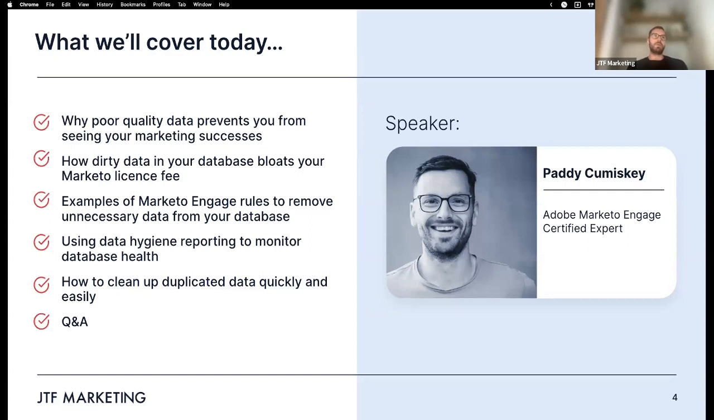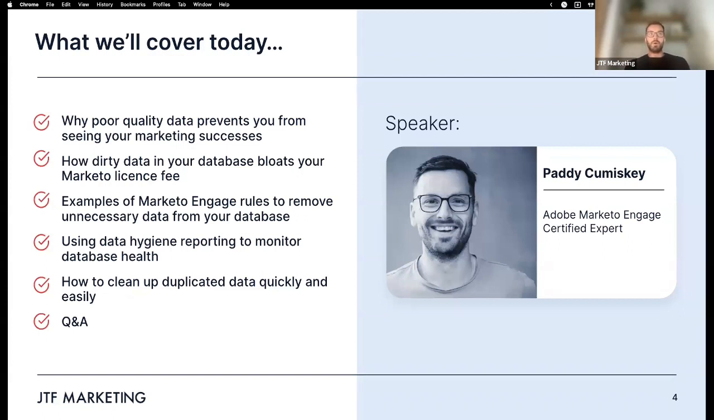So on the very top one there, how it can potentially be preventing you from seeing your marketing successes. We all know how important reporting is across the board for marketeers. And if you've got dirty hygiene making your successes look less successful, nobody wants that. We all want to paint the right picture to the right people, and data is a really important piece of that puzzle.